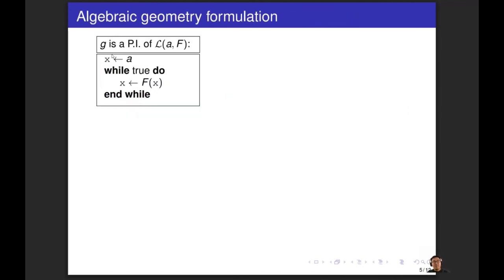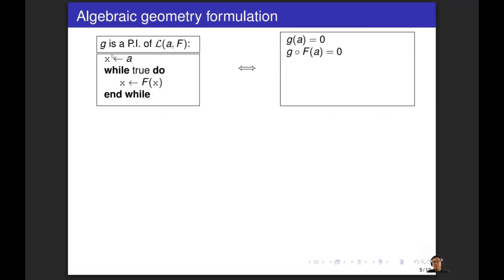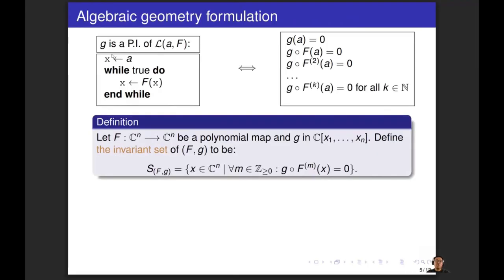So by the definition of invariant polynomials, g is an invariant of this loop if and only if g of a is equal to 0, g of f of a is equal to 0, g of f of f of a is equal to 0, and so on. From this statement, we have this definition.